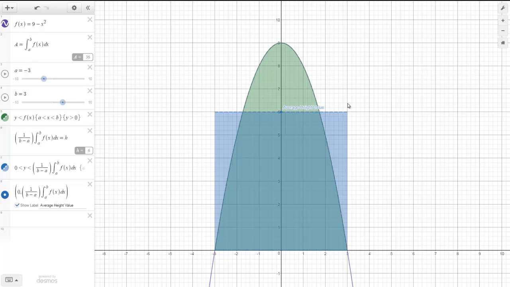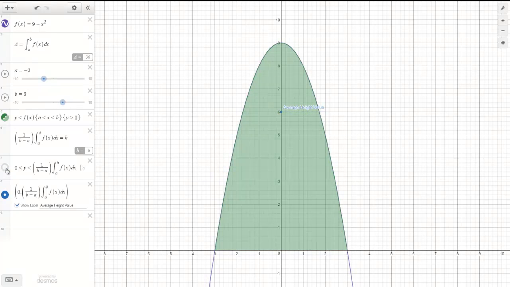The geometric interpretation was that the average value gave the height of a rectangle such that you could superimpose a rectangle with a base equal to the width of your integral. And the area of that rectangle is going to have the exact same area as the area under the curve of your original function. So here the original function has that green shaded area, and this blue rectangle has the exact same area.